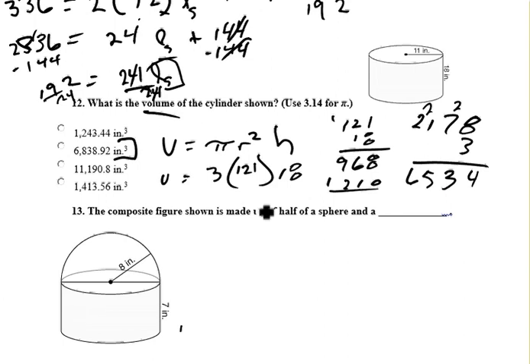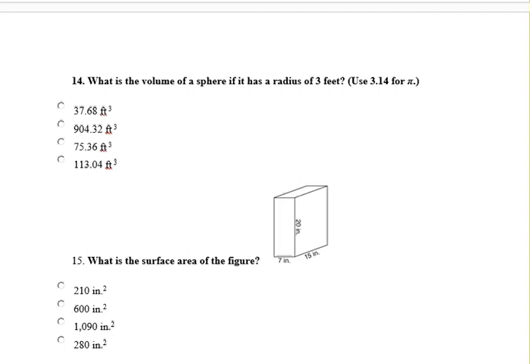All right, easy question now. The composite figure shown is made up of half a sphere, this, and a cylinder. All right, cylinder. That's what I'm talking about. Now we have to do questions 14, 15, 16, 17, 18, and 19. What is the volume of a sphere if the radius is 3?